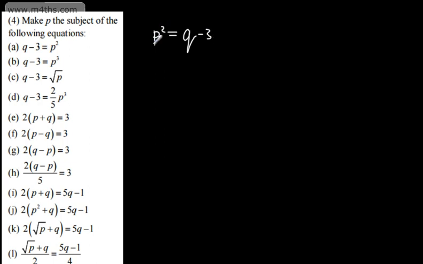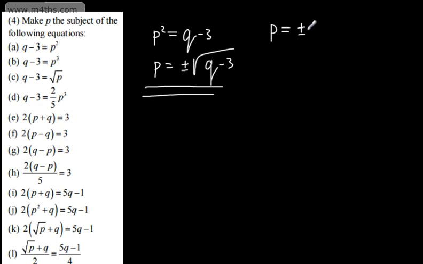This is p squared, so I need to take the square root. The square root now is the inverse operation to squaring. Whenever I do that now, I get a plus or minus. So we can say q minus 3 now is equal to p squared. P is equal to plus or minus the square root of q minus 3. This is not correct: plus or minus root q minus 3. It is the root now of all of this. It's the root of this quantity, not just the q term, it's for q minus 3.